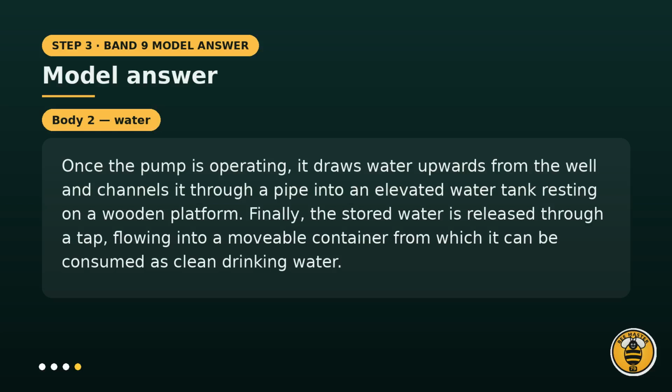Body paragraph 2. Once the pump is operating, it draws water upwards from the well and channels it through a pipe into an elevated water tank resting on a wooden platform. Finally, the stored water is released through a tap, flowing into a movable container from which it can be consumed as clean drinking water.